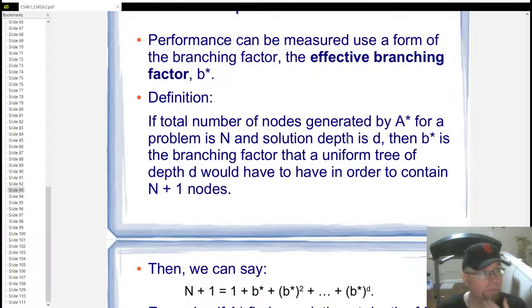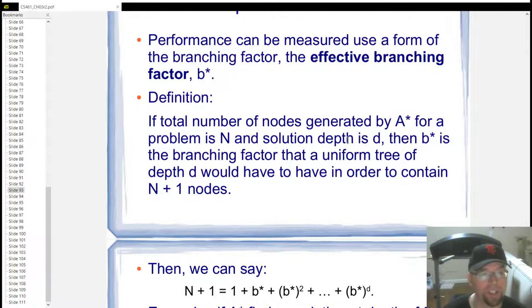Okay, so we can measure the overall performance using a derivation, I guess you could say, a form of the branching factor. And the textbook calls it the effective branching factor, B star. So here's a definition. I don't know of any way that I could cut this down to make it any clearer. So I apologize. I'm just going to read this to you.